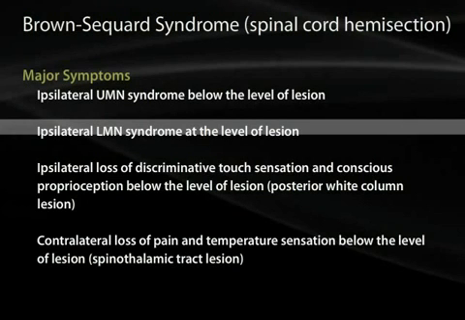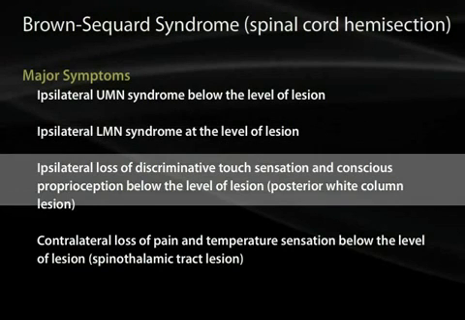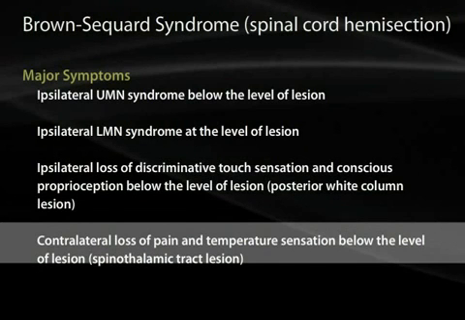That's because you just got the ventral horn of just that one region of the cord. You'll have ipsilateral loss of discriminative touch, sensation, and conscious proprioception below the level of lesion. So you will lose your conscious proprioception and your discriminative touch sensation below the level of lesion. Ipsilaterally, that's because of the dorsal column damage on the ipsilateral side of the cord. And here's the kicker: contralateral loss of pain and temperature sensation below the level of the lesion. That's because the spinal thalamic tract crosses before ascending to the brain.